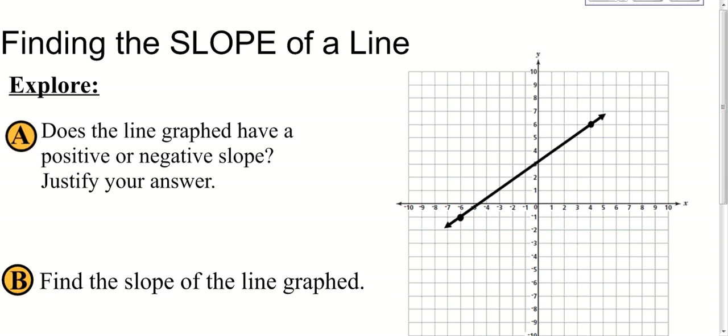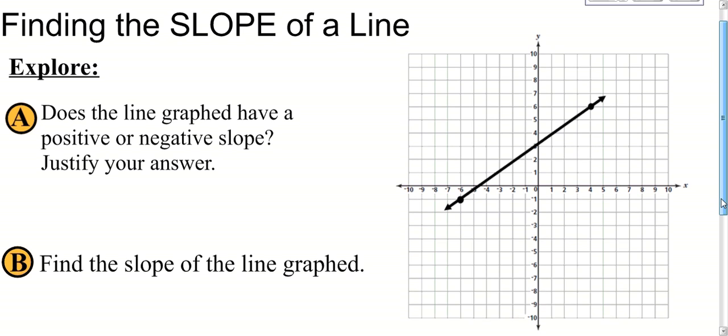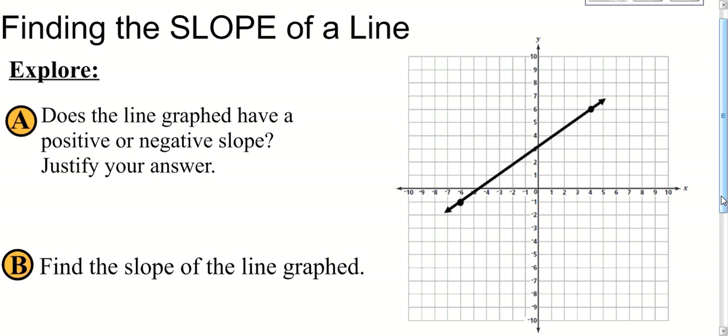So let's try to find the slope of a line using rise over run. So basically, when you first start off, you notice that you have a graph, so you're going to use rise over run. But first, I want to answer, does the line graphed have a positive or negative slope? And justify your answer. So the way we read a book is from left to right. So we read a graph the same way, from left to right.